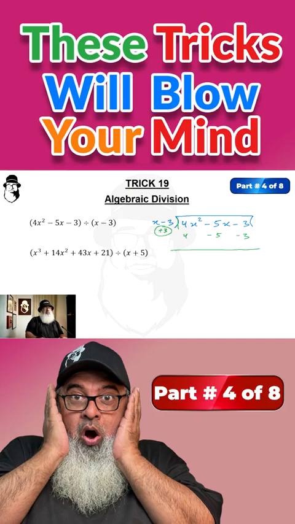Okay. So the first thing we do is we bring this first coefficient down as it is, and then the next step is we multiply it by the transpose. 4 times 3 is 12. We write 12 here. Now this is minus 5 plus 12. So 12 minus 5 is 7, positive 7. And we do the next step. We multiply this new result by the transpose. So 7 times 3 is 21. And we write 21 here.